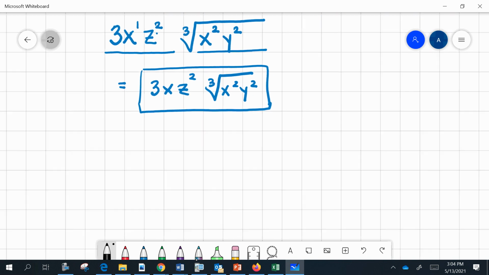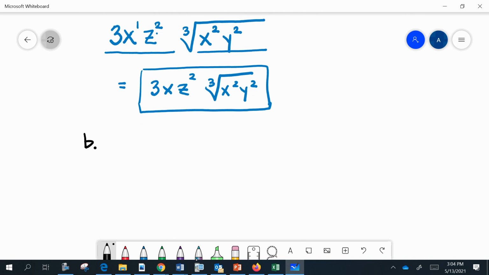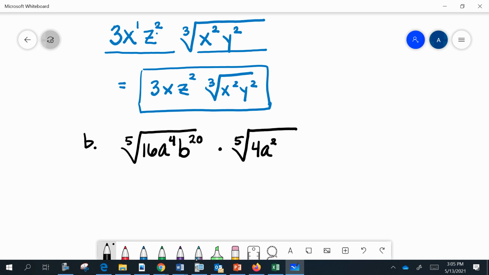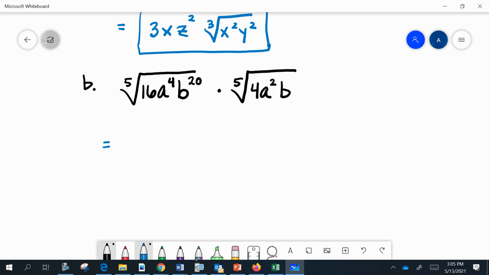All right, well, let's see if maybe we can try one more example and use our division property to do this a little bit easier and see if this makes more sense. So we've got the 5th root of a to the 4th b to the 20th power times the 5th root of 4a squared b. Now, the first thing is this looks a little different, in that we have 2 separate 5th roots. Well, as long as it's the same type of root, as long as they're both 5th roots, we are allowed to multiply this together and condense it into a single root, okay?